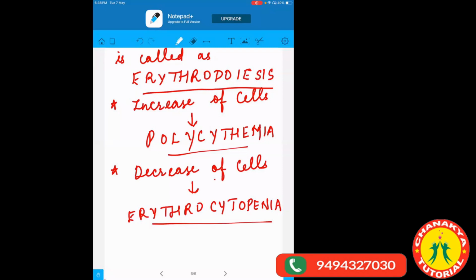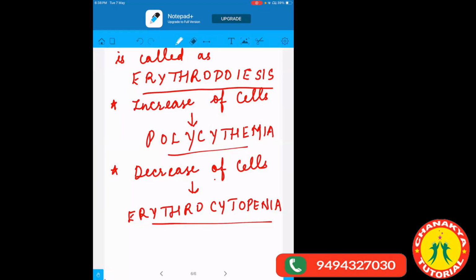So that's about the RBC. Formation of RBC is erythropoiesis. The increase of cells is polycythemia. Decrease of the RBC cells is erythrocytopenia. 120 days is the lifespan. It is formed in the red bone marrow. It does not have the nucleus. They are biconcave in structure. They have a pigment called hemoglobin.